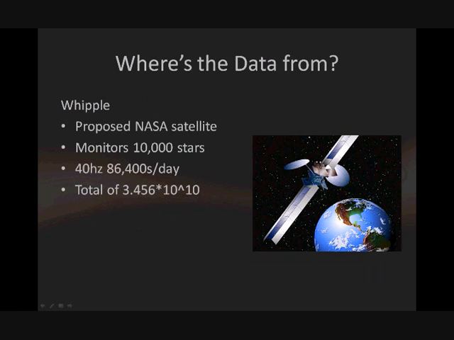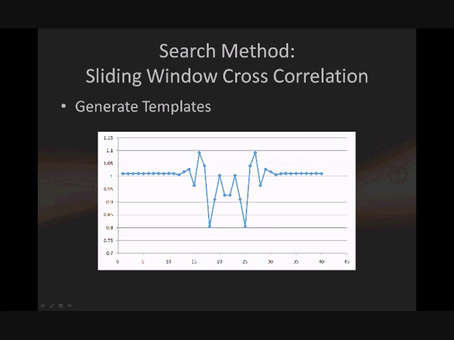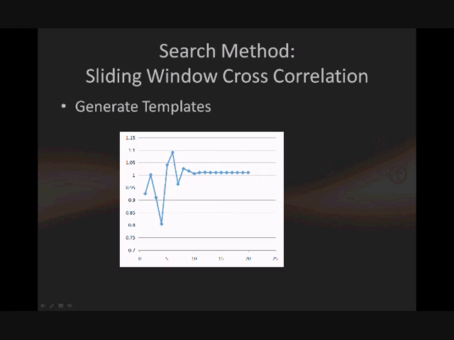Now, all this data will be coming from a proposed satellite, which will monitor 10,000 stars at 40 hertz. That's 3.45 times 10 to the 10th readings per day. Now, to search, we generate templates of a variety of different parameters, which we will be matching to these light curves. And since they're symmetrical, we can cut them in half, saving us half the comparisons.